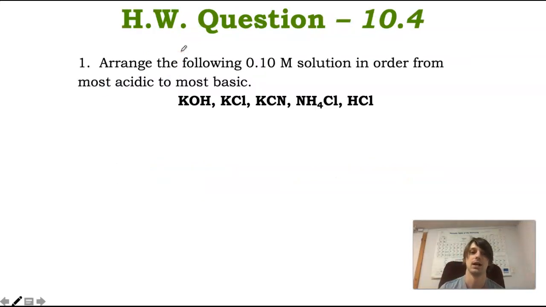Okay. Homework 10.4. We're going to do 2 problems. So number 1, arrange the following in order from most acidic to most basic. All right. So what I would do is try to answer this on your own first. You can pause it, and then I'm going to continue and talk about this. Identify what you know about each.